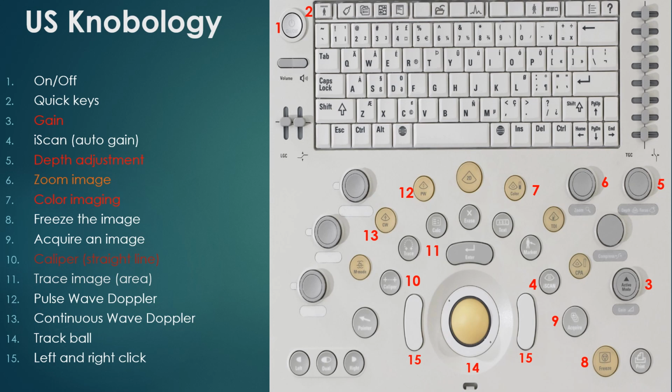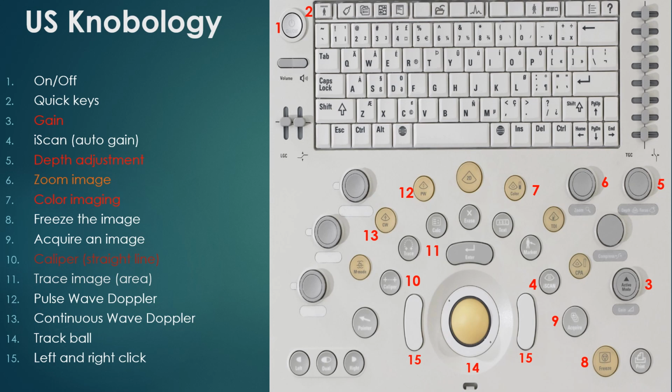The depth adjustment is very important because it's not the same as zooming. Depth is going to actually change the depth of your ultrasound sound waves, and that's going to change a lot of what you see and the resolution of some of the returning structures. It's going to increase or decrease the depth of the ultrasound beam. The zoom image is actually going to let you focus in, and if you really wanted to zoom in on a structure, that's what you use. You don't change the depth.